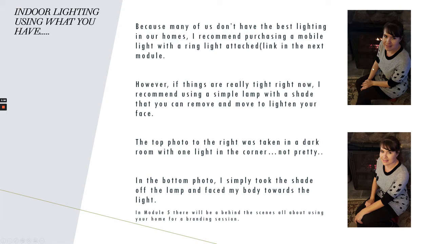So in this photograph, in the top right-hand corner, you can see that I do have a lamp in the corner. It's very dark, and the lighting is okay, but it's just not great. What I simply did is I removed the shade from the lampshade. That's all I did. And it's coming from one direction.